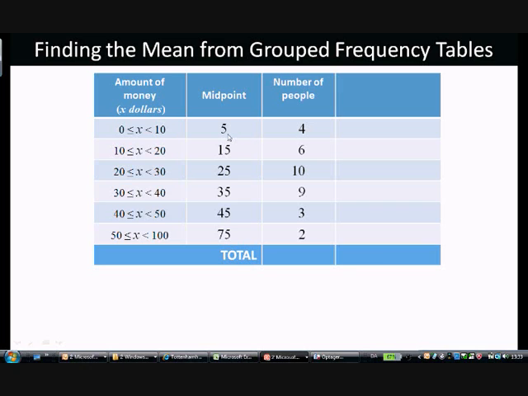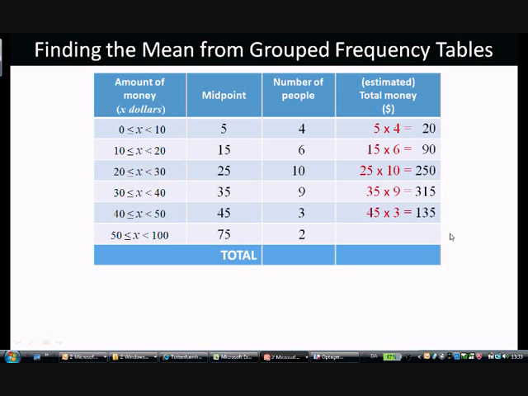So anyway, 4 people with, we reckon, $5 makes $20. 6 people with, we're guessing, $15 each makes $90. Same for each group. The number of people multiplied by the amount of money we're guessing they've got makes 34 people with, we're estimating, $960 between them. So on average, each person has $28.24, $960 divided between 34 people.